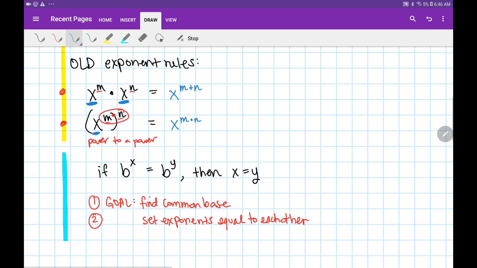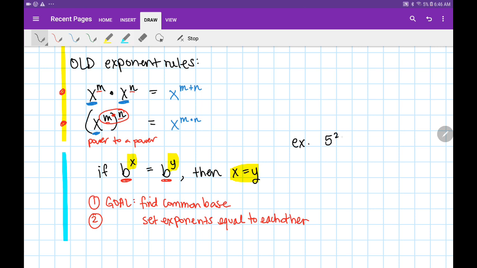Now, what we're learning new in this unit is that if we have something in this form, b to the x equals b to the power of y, and notice how the bases are the same, well then we know that our exponents must be equal to each other. So x has to equal y. Notice my exponents, I've set them equal to each other. So this is actually super straightforward.